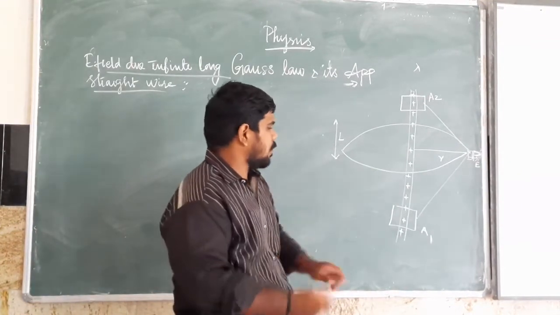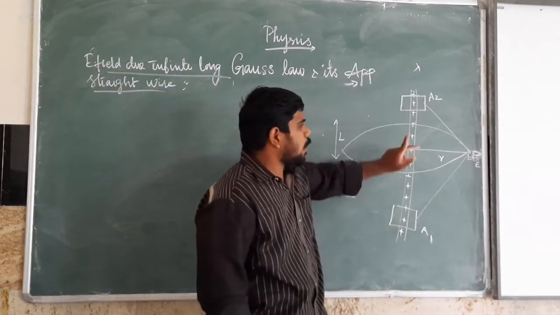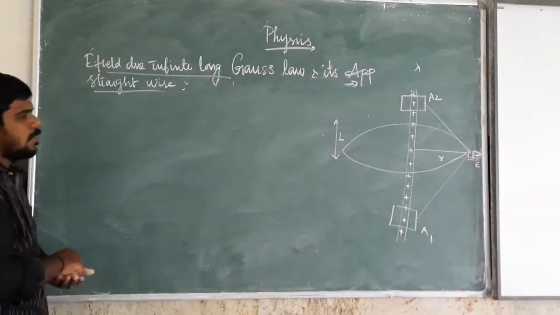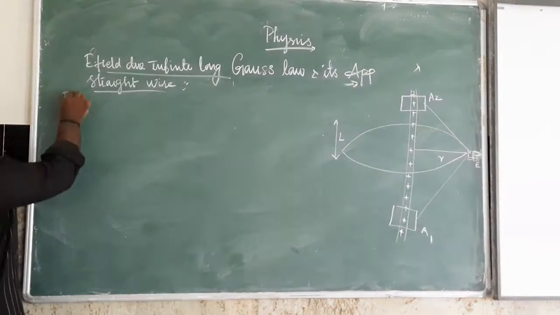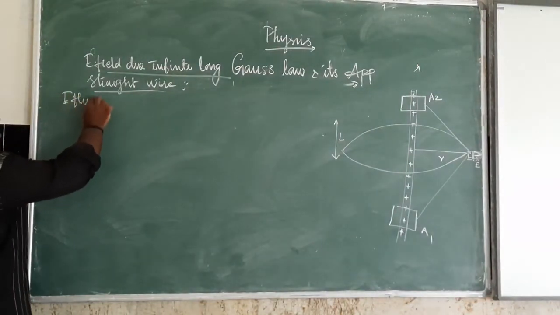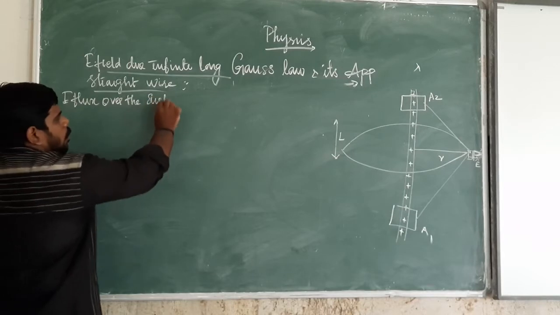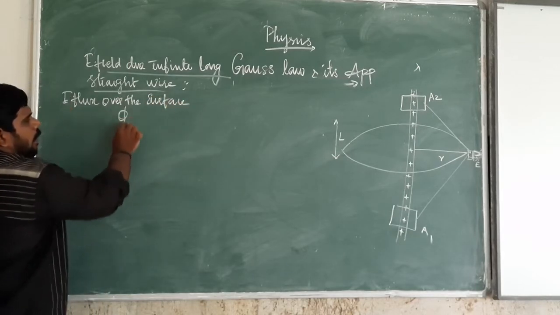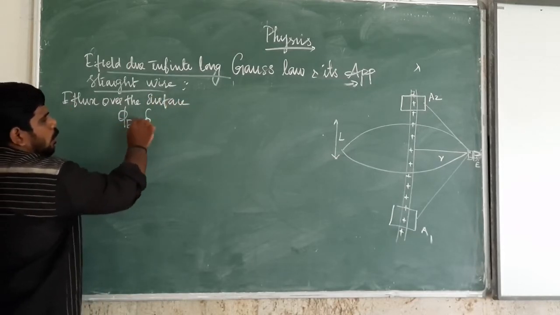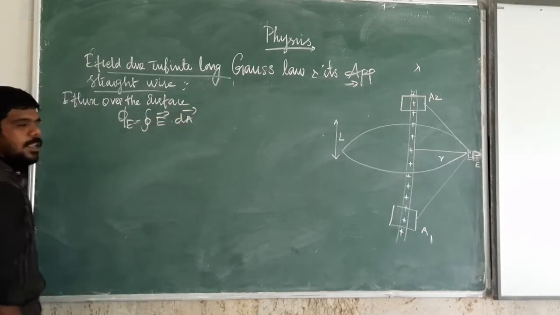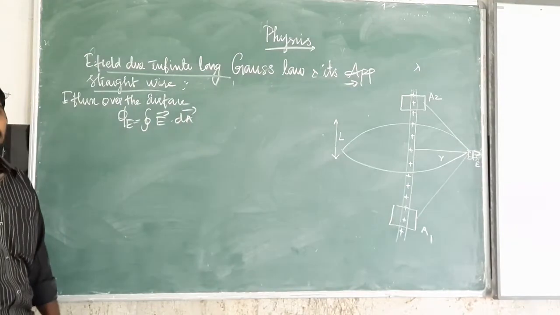So we have three surfaces. One is A1, A2, and the other one is the curved surface. So the electric flux over the surface: phi of E is equal to the closed integral of E vector dot dA vector.